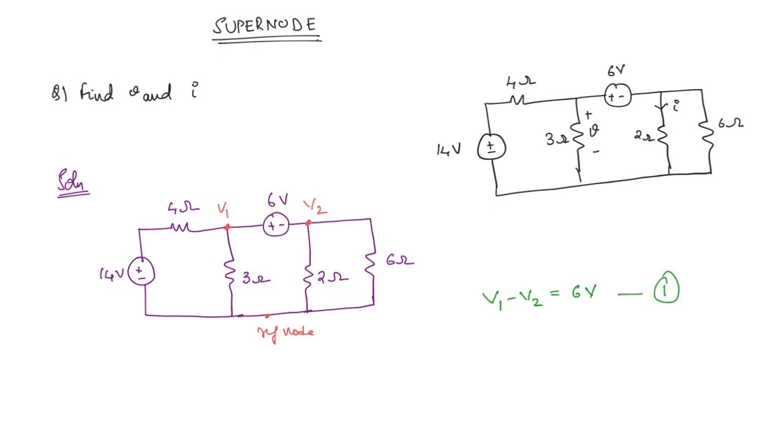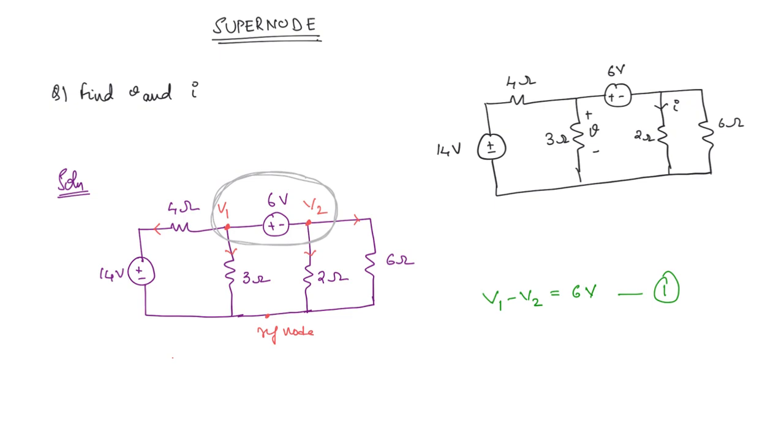Now for the second equation, we have to consider these two nodes together as a super node. If you remember in KCL, we can apply Kirchhoff's current law for an entire region as well. Whatever current is entering this region, the same current should be leaving. Whenever we apply KCL for nodal analysis, we take the currents to be leaving away from the node. So this is the direction of current, this is the direction, this is the direction, and this is the direction through 6 ohms.